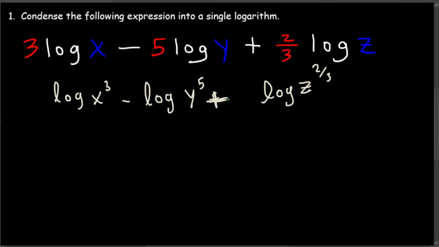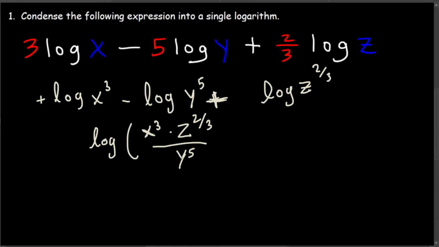If you are adding, we can put it as multiplication in the parenthesis. Now here, what are the values with positive signs? Those are the values that are going to be on top. So if I take log common, this x cube is positive because we have positive in front, so it is in the numerator, and z power 2 over 3 is also going to be in the numerator, and then this y power 5 is going to be in the denominator. And that's our final answer.